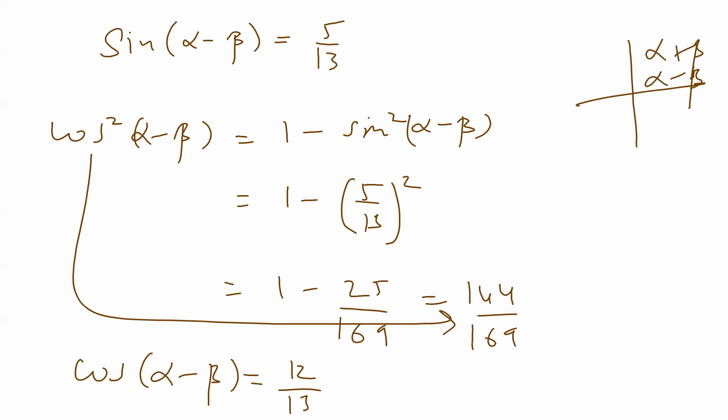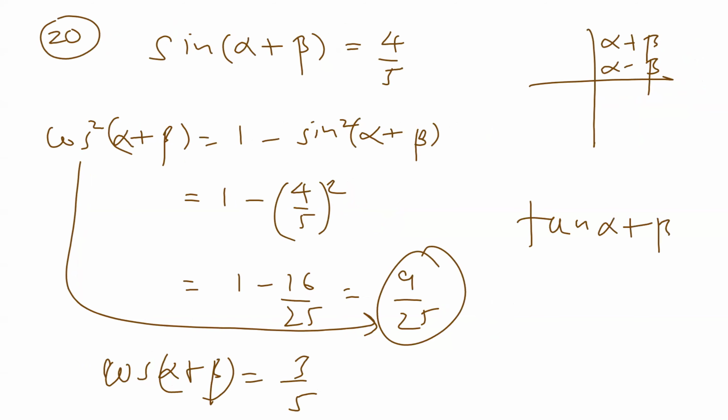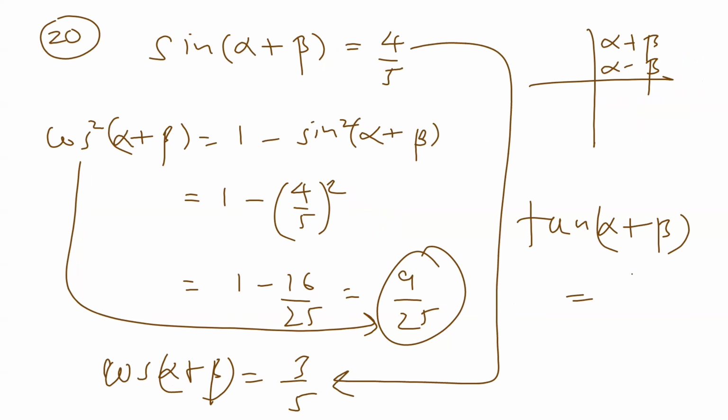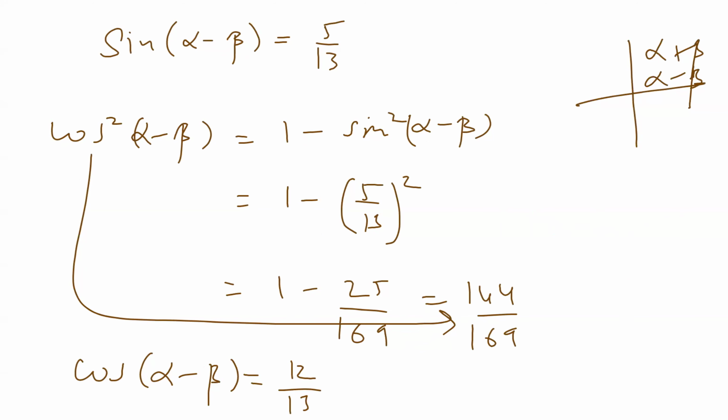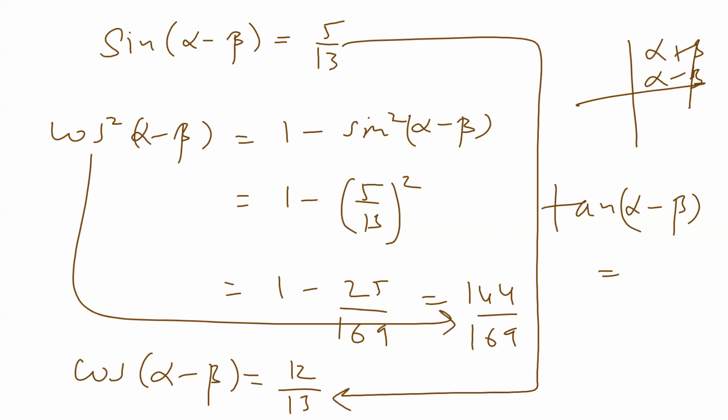Now we need to prove that tan 2 alpha is equal to 63 upon 16. Okay. Now here I'm just writing tan alpha plus beta also. Tan alpha plus beta is equal to sine upon cos, this upon this. So this will be 4 by 3. And here tan alpha minus beta will be sine upon cos, so this upon this, which will be 5 upon 12. Okay. Now we need to prove tan 2 alpha is equal to 63 upon 16.